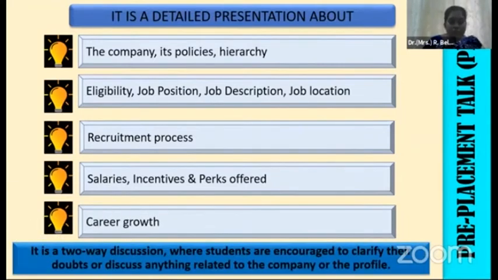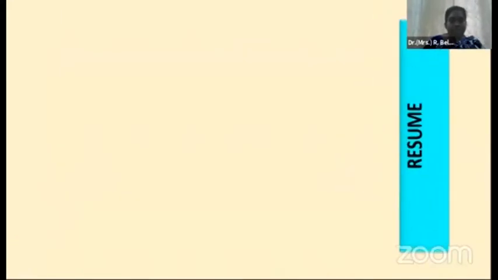So it is a two-way discussion where students are encouraged to clarify their doubts or discuss anything related to the company or the profile. So please note this point. It is a two-way discussion. It is not a one-way discussion. I'm reinforcing this point here again. I will come back to it a little later when we talk about what you should do. I hope you have noted that point, two-way discussion.